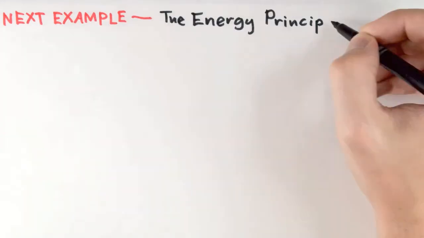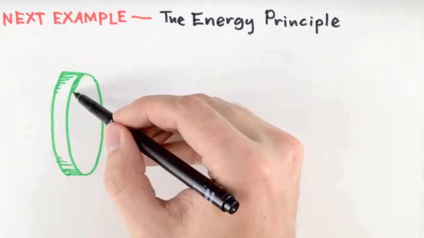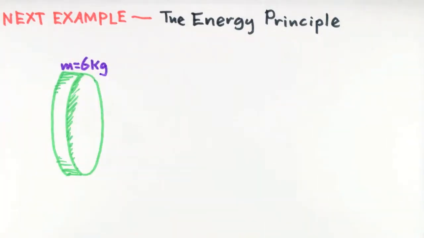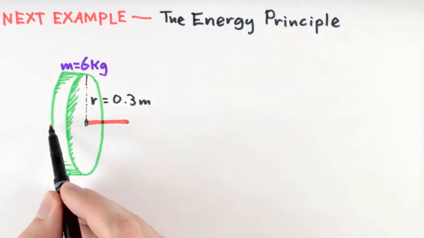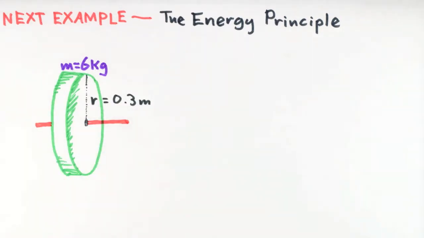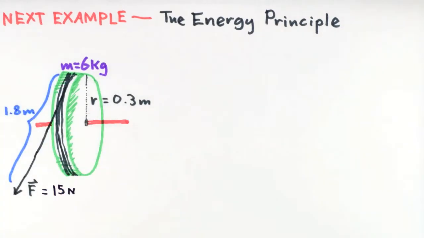Let's now discuss this example, which requires employing our fundamental principle, the energy principle, in a case involving rotational kinetic energy. A uniform 6 kilogram disc of radius 0.3 meters is mounted on a horizontal frictionless axle. Initially, the disc is at rest. A string of negligible mass is wrapped tightly around the rim of the disc. The string is pulled tangentially with a constant force of 15 newtons through a distance of 1.8 meters. What is the final angular speed of the disc?